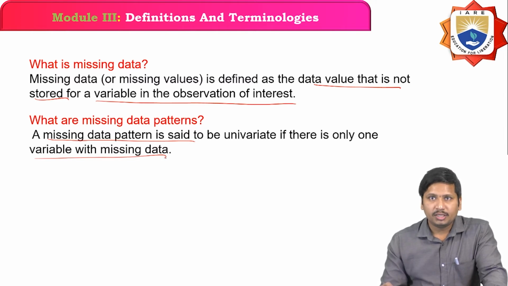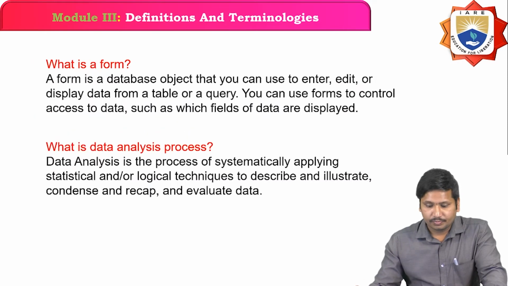Okay, so the missing data or missing value is defined as the data value that is not stored for a variable in the observation of interest. And the second question is, what are the missing data patterns? The missing data pattern is said to be univariate if there is only one variable with the missing data.